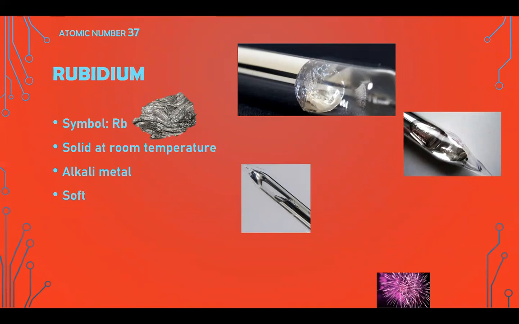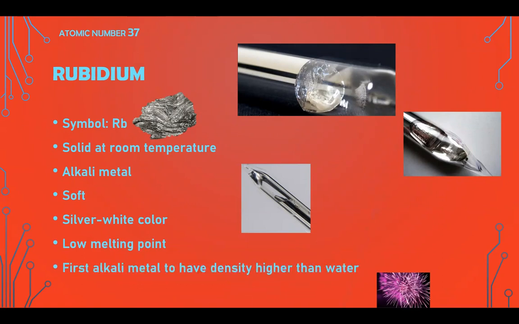Rubidium is pretty soft like the other alkali metals. It has a silvery white color. It has a low melting point. That's the reason in some areas, rubidium tends to be a liquid. Rubidium was the first alkali metal to have a higher density than water. All the other alkali metals were way too light.